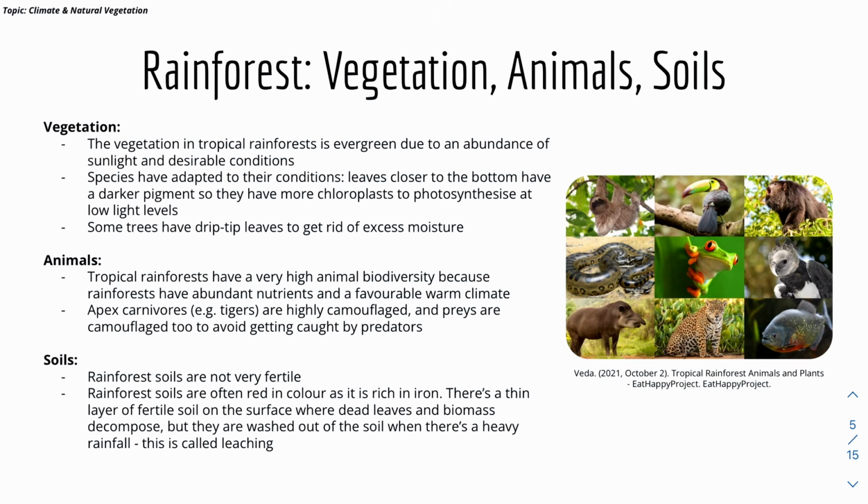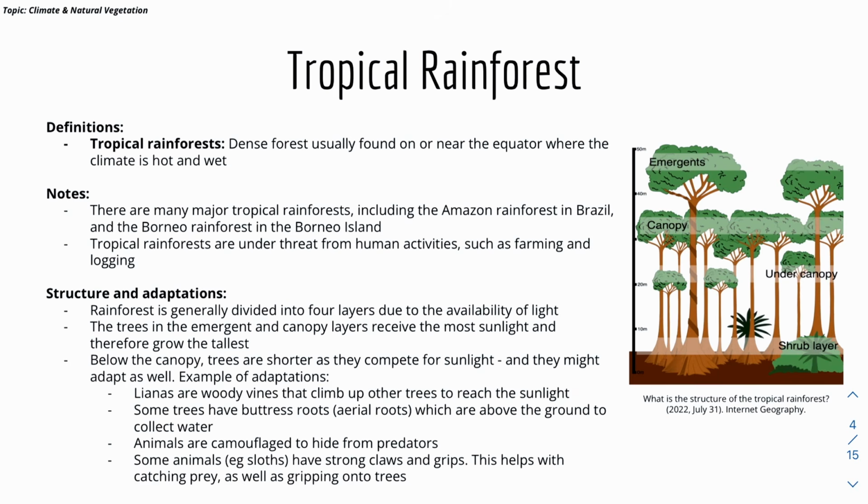For example, leaves closer to the bottom have a darker pigment, so they have more chloroplasts to photosynthesize at a low light level. Because as I mentioned in the previous slide, the leaves down here don't get much sunlight, so they need more chloroplasts in the leaf, so they are darker, which means that they can carry out photosynthesis. Whereas the leaves in the emergent layer or the canopy layer don't need that much chloroplast because they receive a lot of sunlight already, so they don't need extra pigment to carry out photosynthesis.